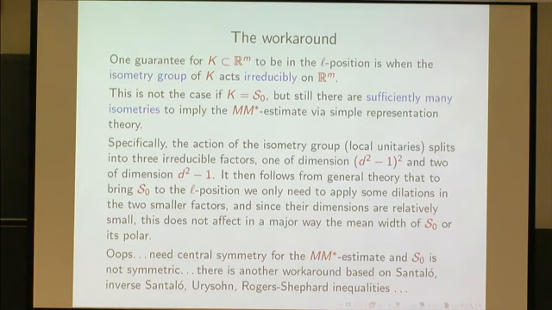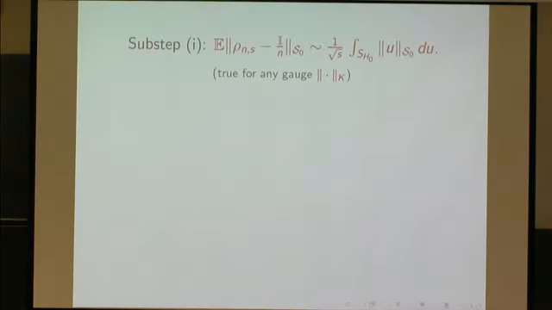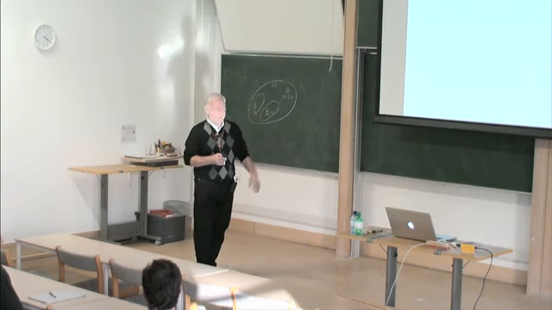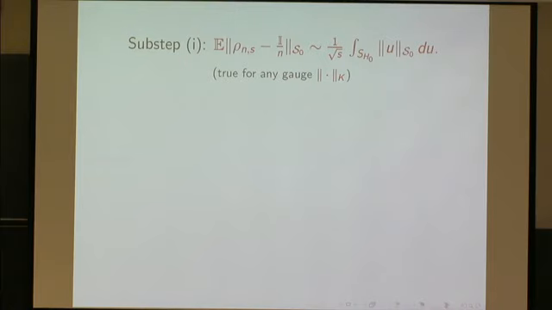Okay, so we are basically down to the last sub-step. Let me just mention a few things which enter into the picture. Now this is a random matrix statement. We have to show that this expected value is the same as that average. It turns out that this is true for any gauge, or at least for any reasonable gauge. Maybe. Let me qualify my enthusiasm here.